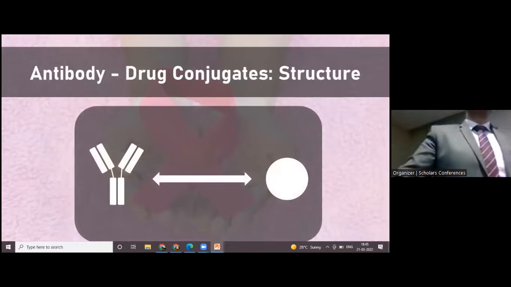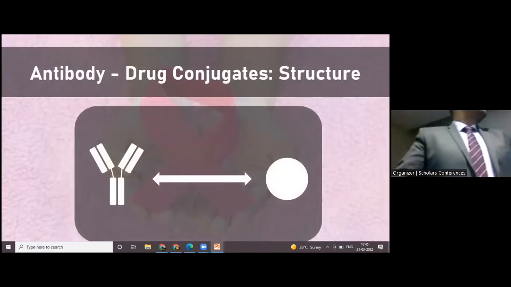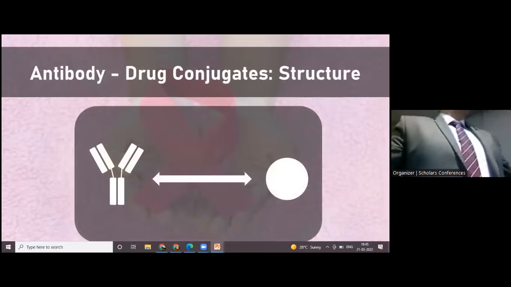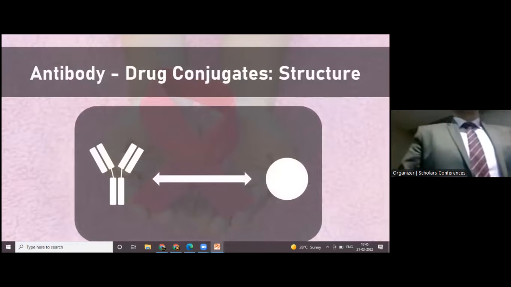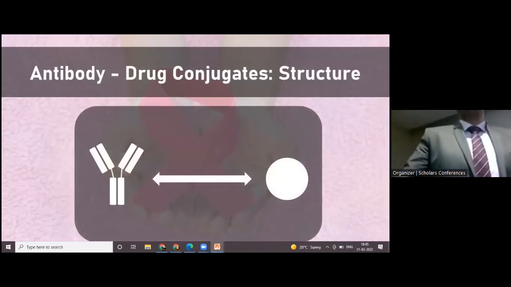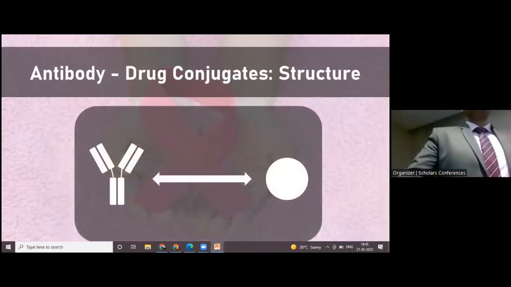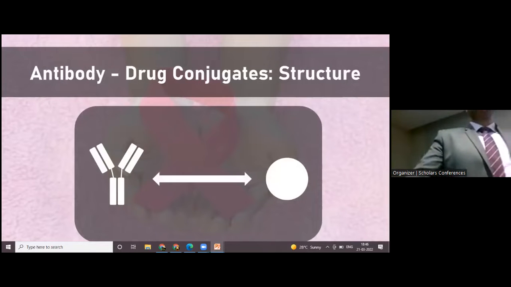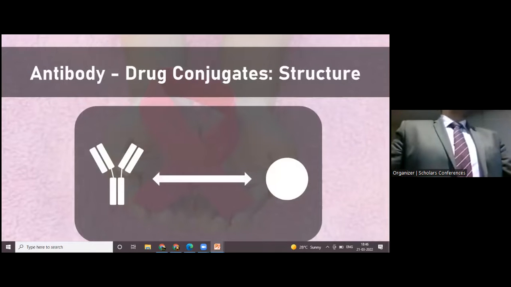Moving to the structure of the antibody-drug conjugate. Each ADC consists of 3 parts: an antibody, a linker, and the cytotoxic drug. The antibody is the selective part of this type of drugs. It binds selectively to the receptors, giving it the character of selectivity, and of being so potent with many fewer side effects.